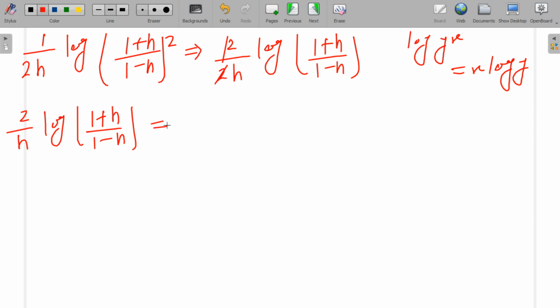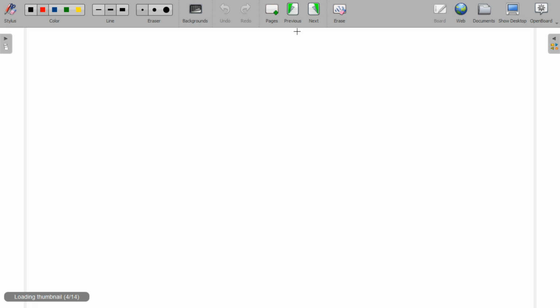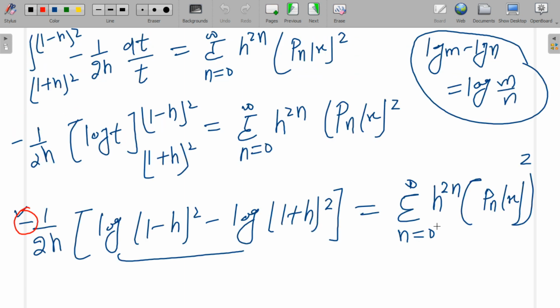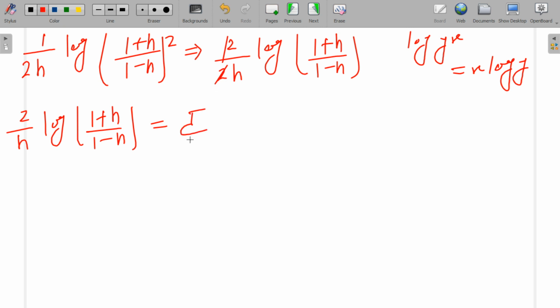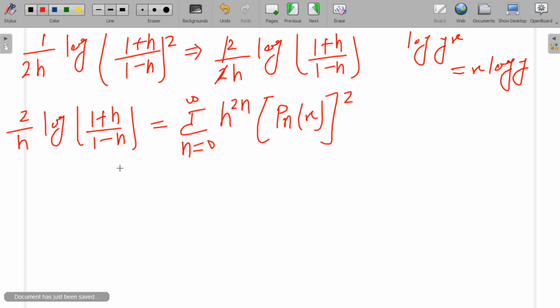Okay, and the right hand side of the question, what is the right hand side of the question? Summation n is equal to 0 to infinity h to the power 2n into Pn(x) complete square. Okay, so I know very well log of (1 plus x) divided by (1 minus x). This is the fundamental formula of 12th class.